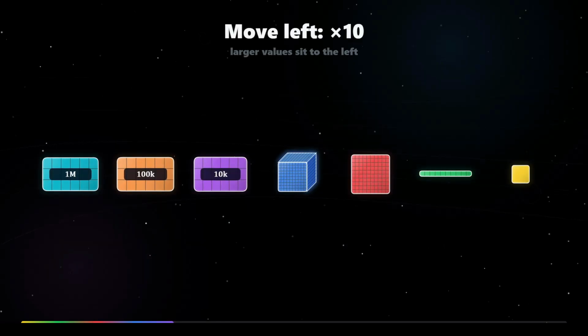Now let's step back and look at the pattern. As we move one place to the left, the value becomes 10 times greater. A 10 rod is 10 times the value of a unit cube. A 100 flat is 10 times the value of a 10 rod.